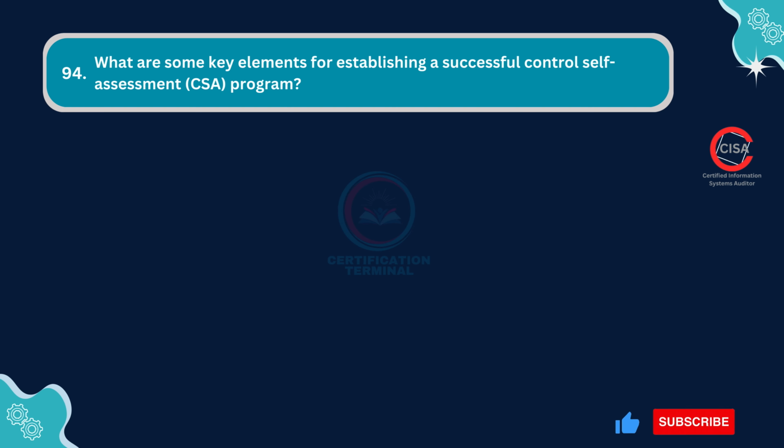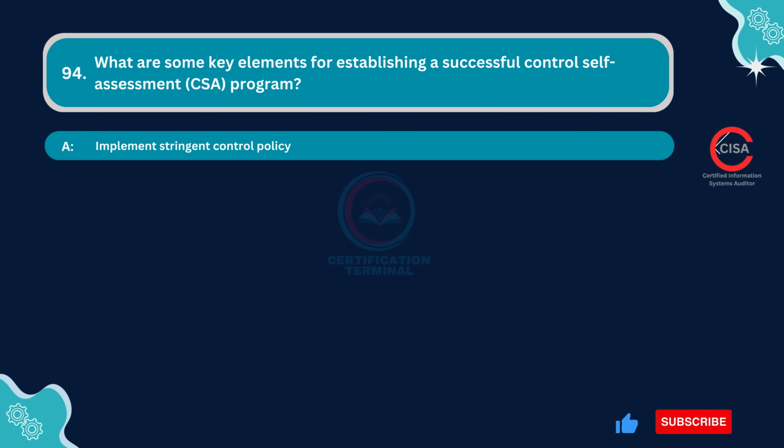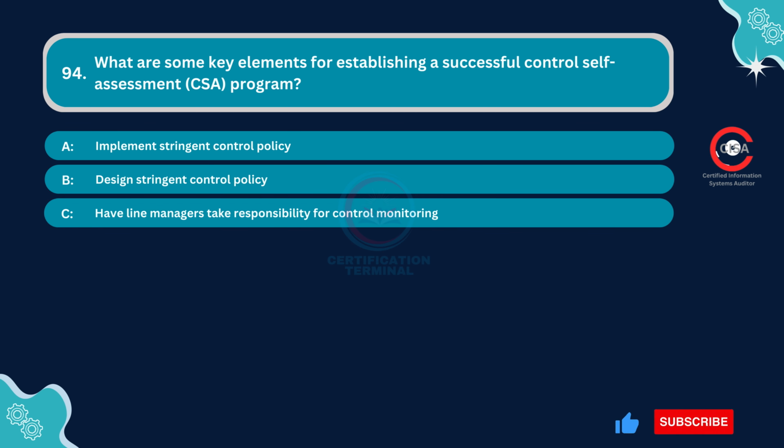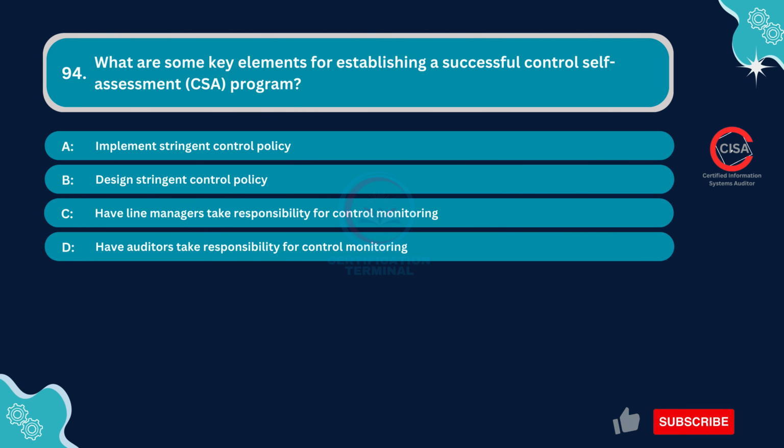Question number 94. What are some key elements for establishing a successful control self-assessment program? Option A, implement stringent control policy. Option B, design stringent control policy. Option C, have line managers take responsibility for control monitoring. Option D, have auditors take responsibility for control monitoring. The correct answer is Option C, have line managers take responsibility for control monitoring.